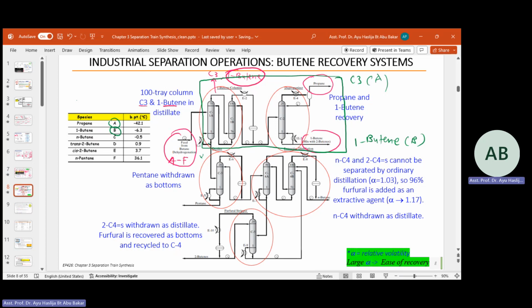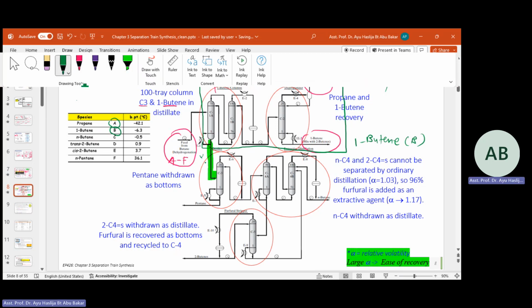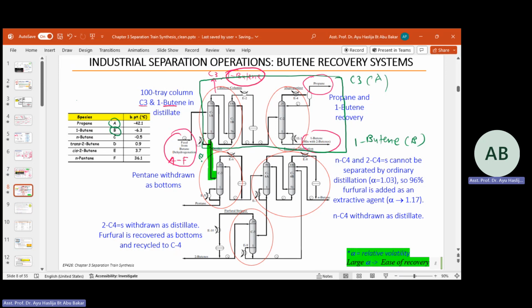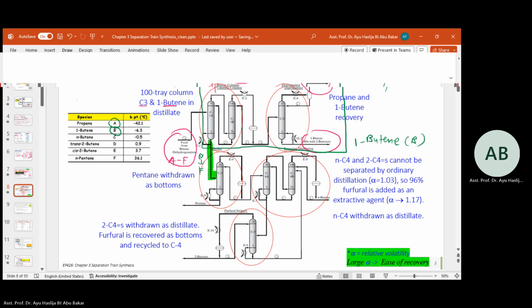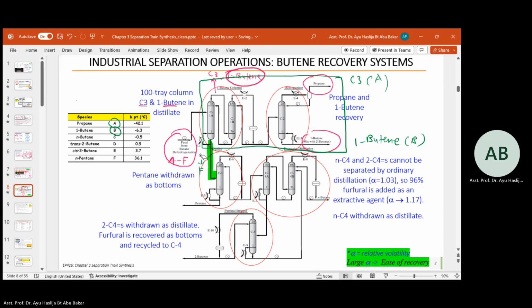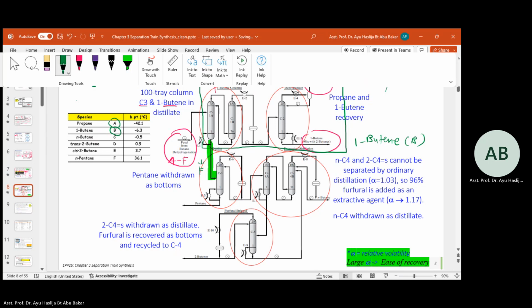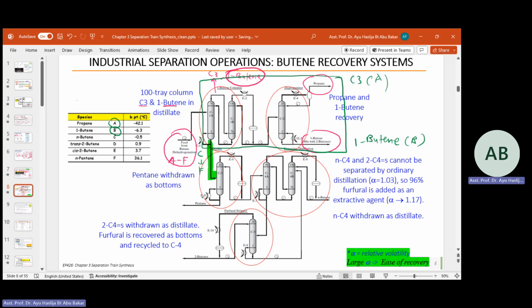The rest, right, C to F. I highlight. Okay, the bottom here is the one that enters the next separation system. It consists of C until F. C until F enters the second separation system.